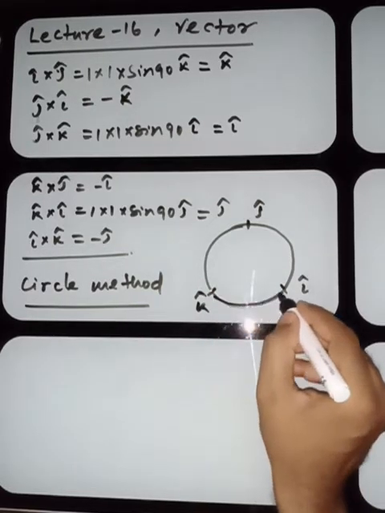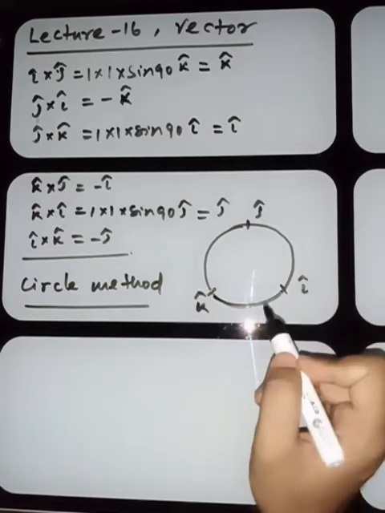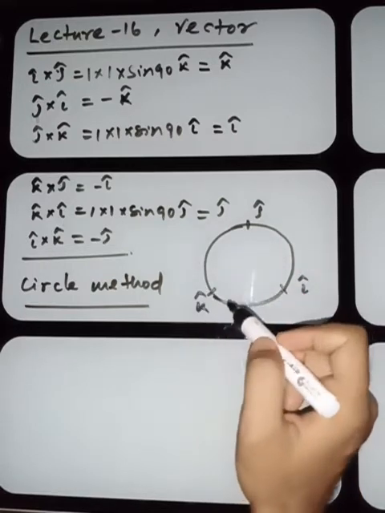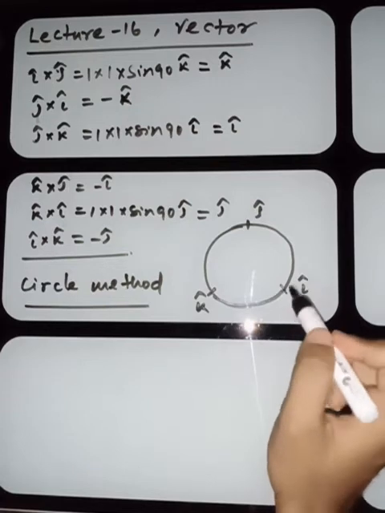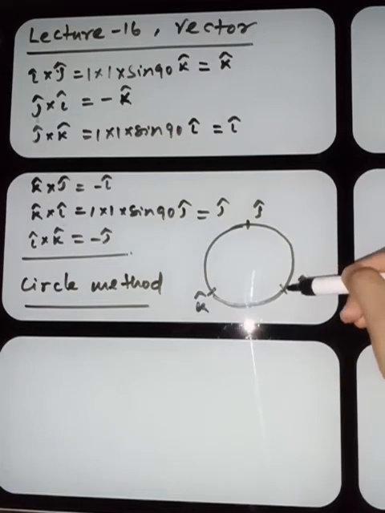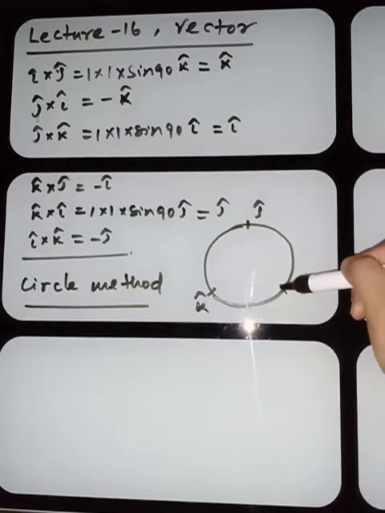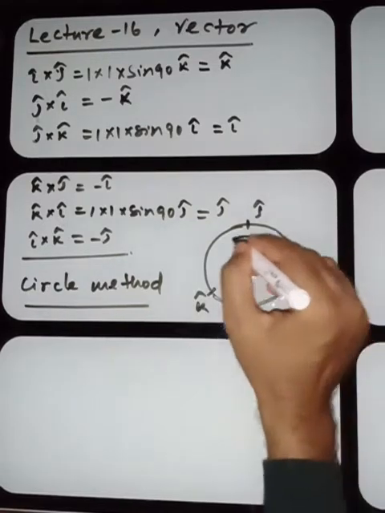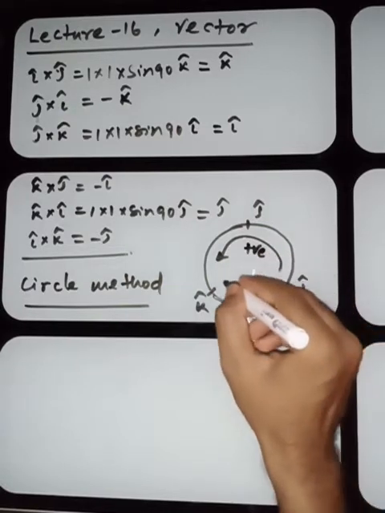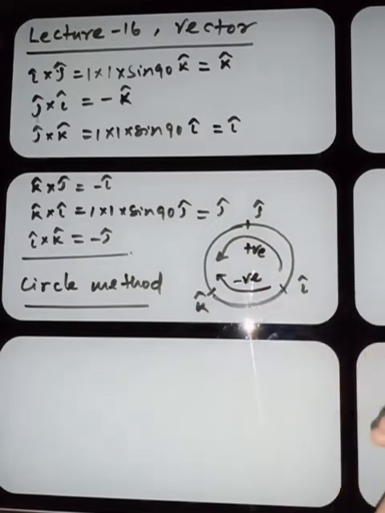If you are moving in the same direction in which this has been written, i, j, and k, then the result will be positive. If you are moving from i to j, j to k, k to i, then the result will be positive. Remember, this direction will give you the result positive. And if you are moving opposite to the written fashion, then the result will be negative.